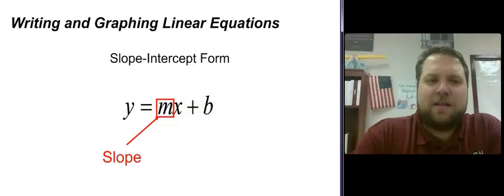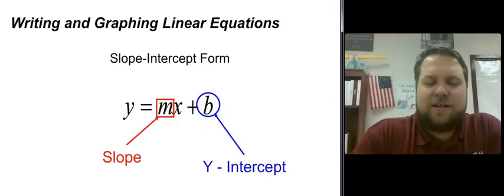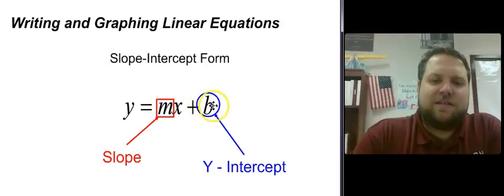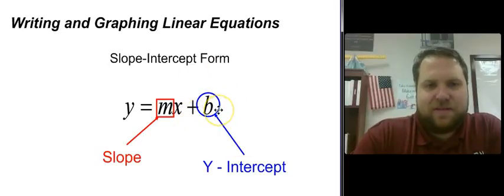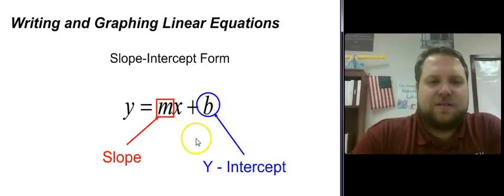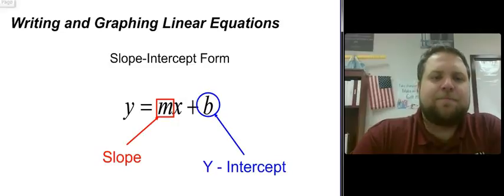The b represents the y-intercept. And this is, if you'll recall, the place where the graph of the line crosses the y-axis. It's the y-coordinate when x equals 0. And the y-intercept can either be positive or negative. If we have plus b, the y-intercept would be positive. If it's minus b, the y-intercept would be negative, whatever the number b is. And again, if we're trying to build an equation, we can just substitute those right back in.